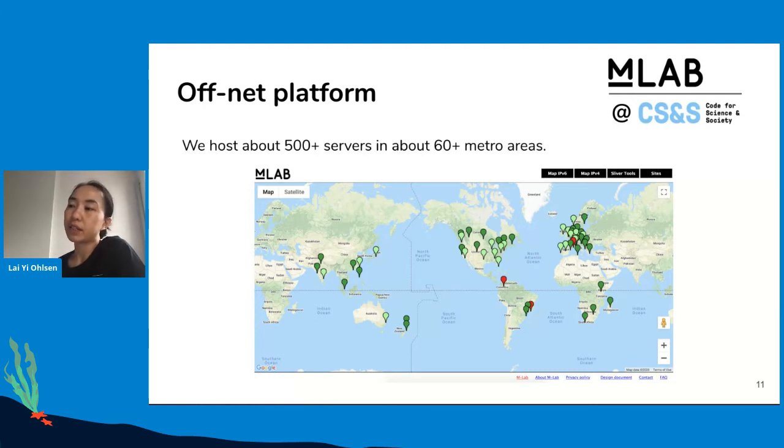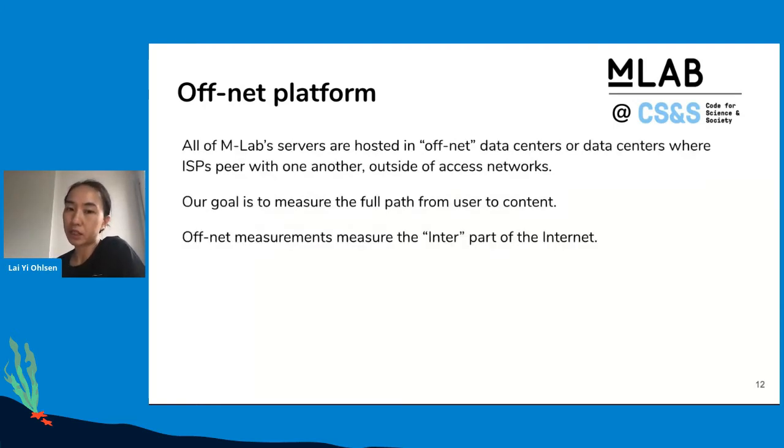So the idea here is to measure the full path between user and content. When any person runs a test, they're running it from their device and it's testing against one of our servers in one of these off-net data centers. Their connection starts within their access network, but our servers are placed outside of the access network where content is hosted. And so again, the idea is measuring the full path from user to content. And that's what we mean by off-net.